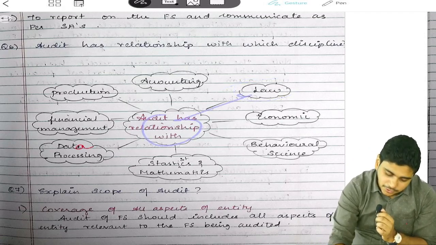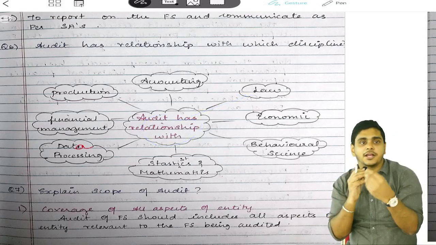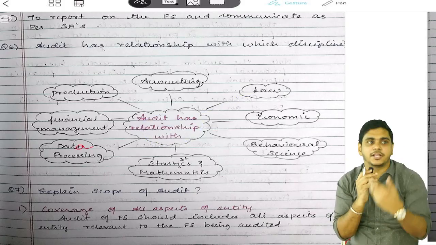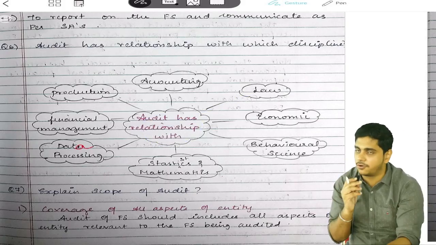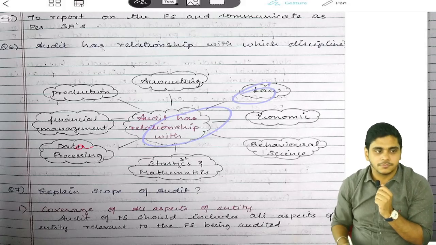Audit has a relationship with law also. Why? We check whether they have followed the Companies Act or not. We check whether the Income Tax Act is followed, GST is followed, Provident Fund is followed. Okay, so audit has a relationship with law also.